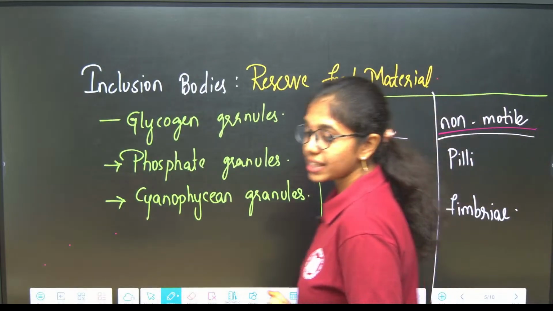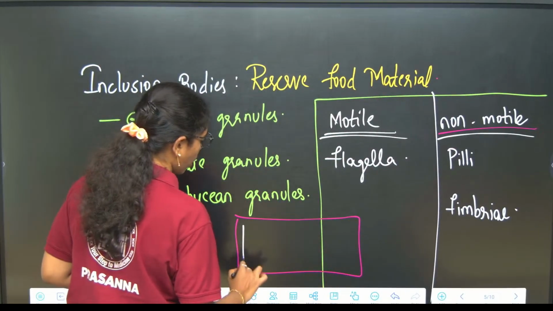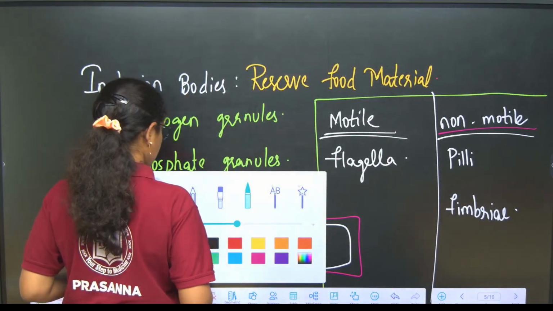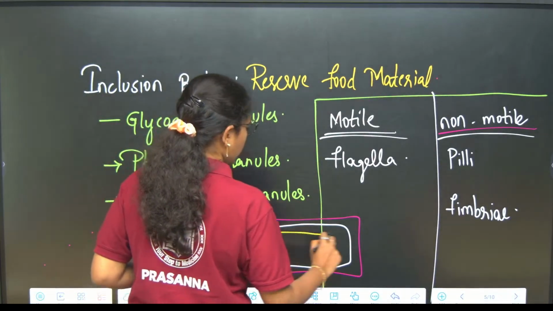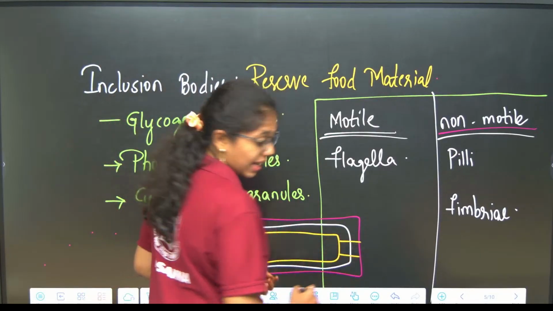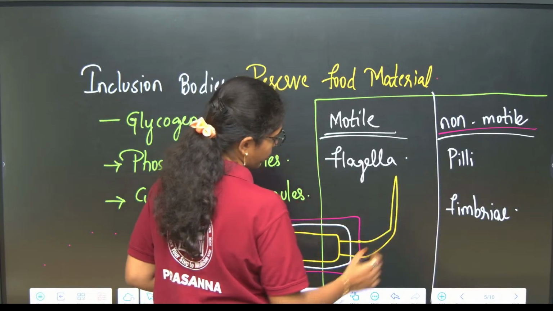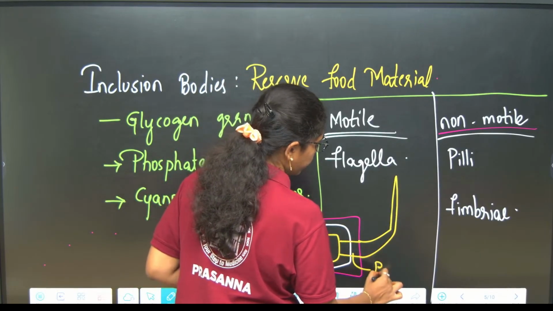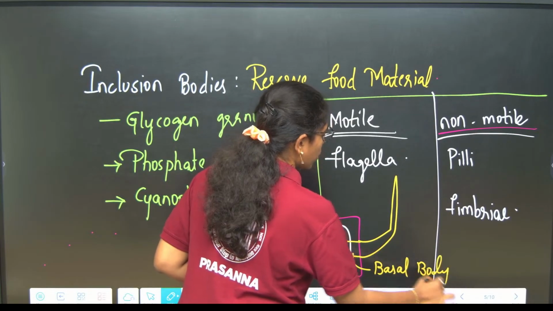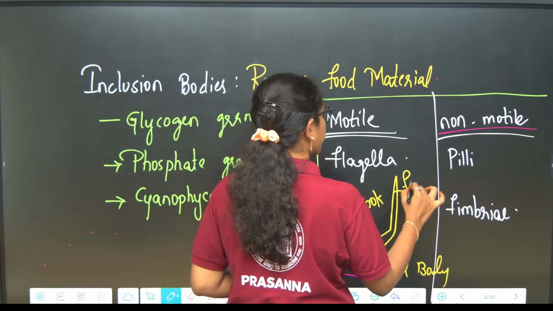Fine. Flagella will originate from the cell membrane of the bacteria, and flagella will have three parts in it. One is basal body, hook and filament. Okay. Basal body, hook and filament.